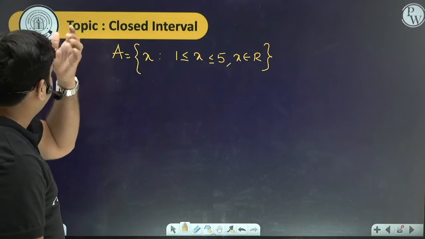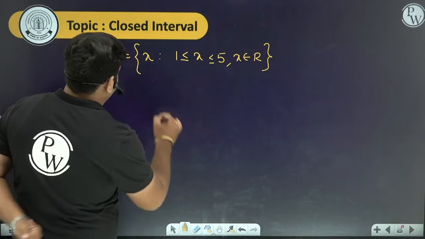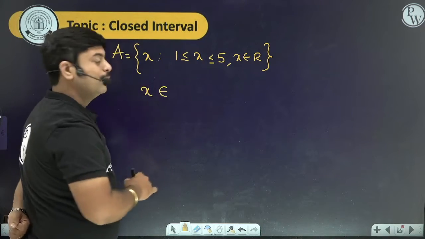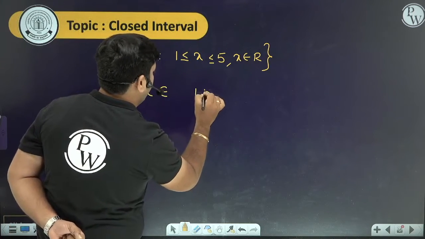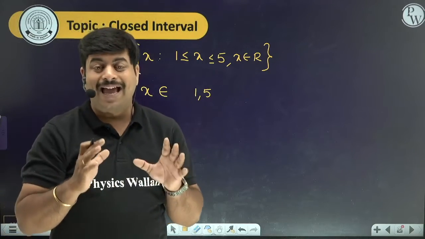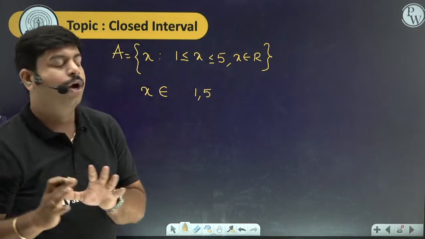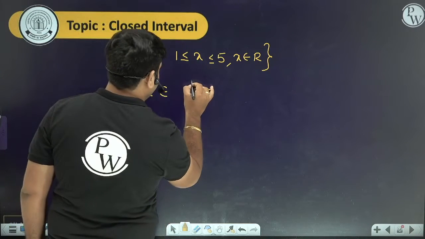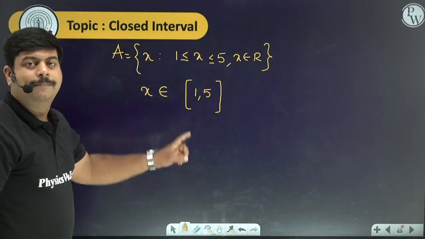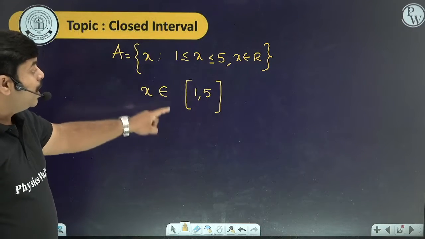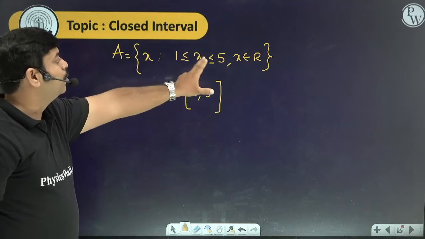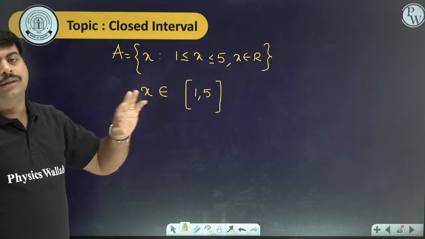So in that case, people, see what we'll write. x belongs to again the same 1, 5. But now I need to mention that 1 and 5 can be included. So that's the place where I keep square brackets like this. Square brackets represent that we can include 1 and 5 as well as all the numbers between them.